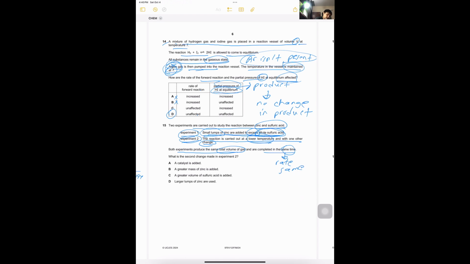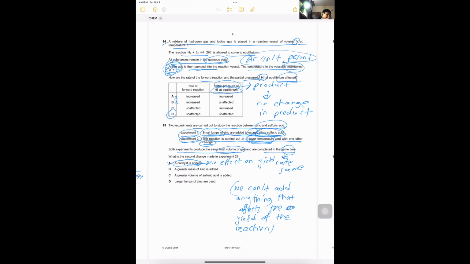So we can't add anything that affects the yield of the reaction. So a catalyst is added definitely. There's no effect on yield, and it will help maintain the rate because the temperature is lowered. So this can be an option.